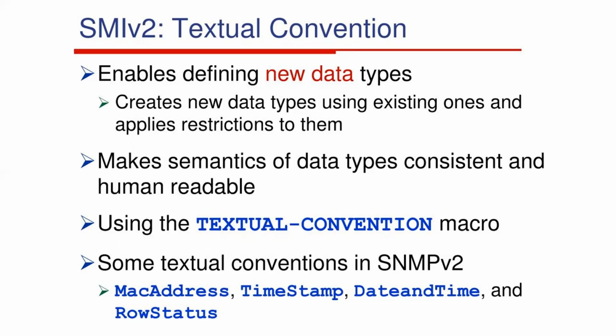So TEXTUAL-CONVENTION is in capital letters, using a macro. The textual convention macro conveys the syntax and semantics associated with the textual convention. SNMP-based management objects defined using a textual convention are encoded by the same basic encoding rules that define their primitive types.